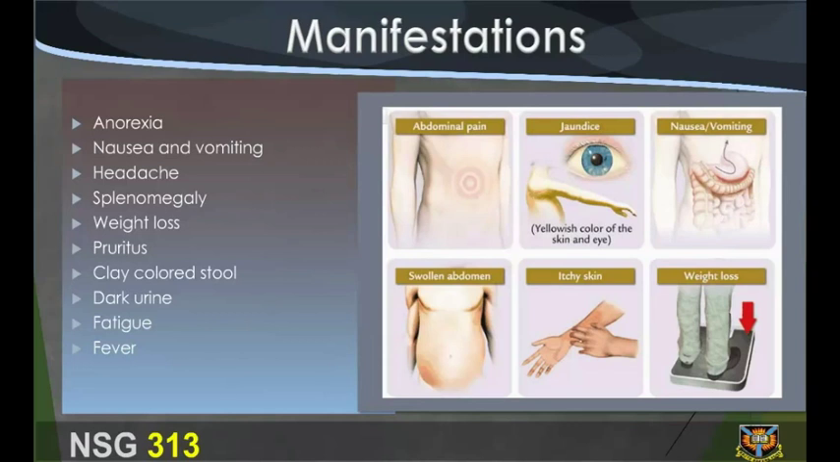Manifestations: anorexia, nausea and vomiting, headache, splenomegaly, weight loss, pruritus, clay-colored stool, dark urine, fatigue, fever.